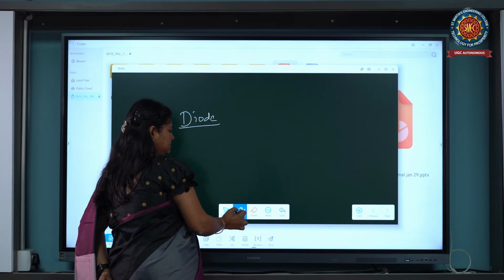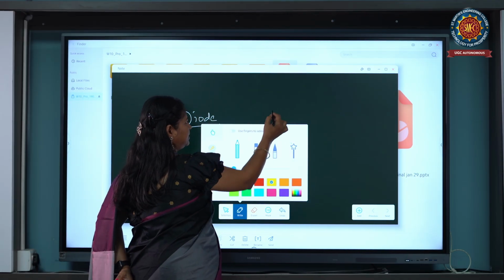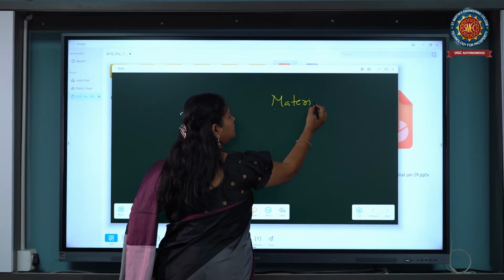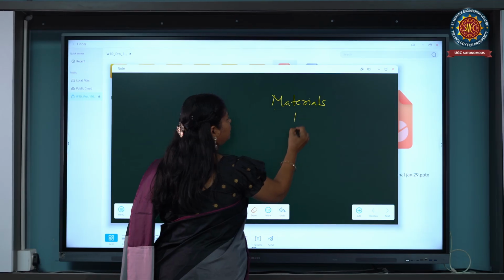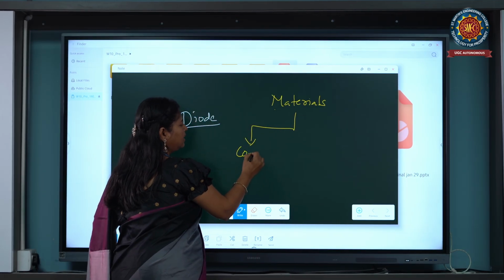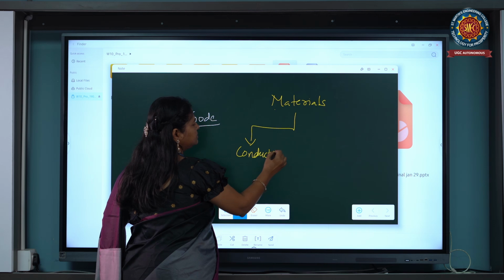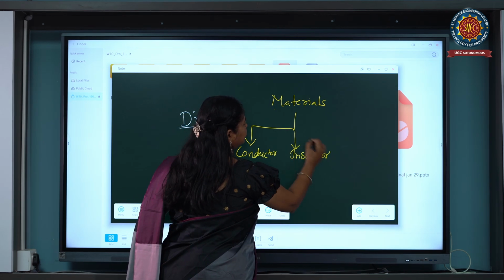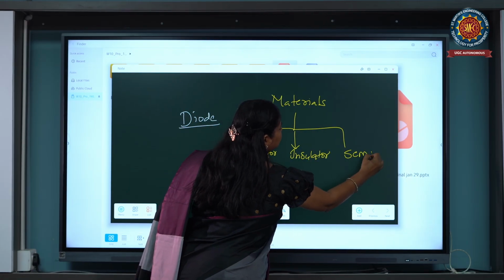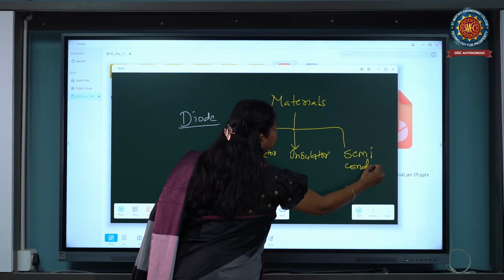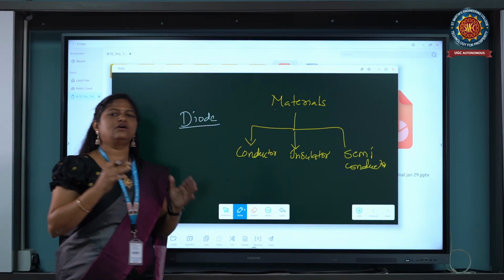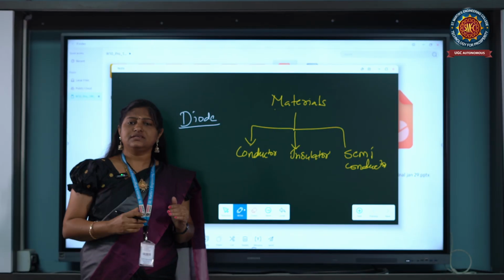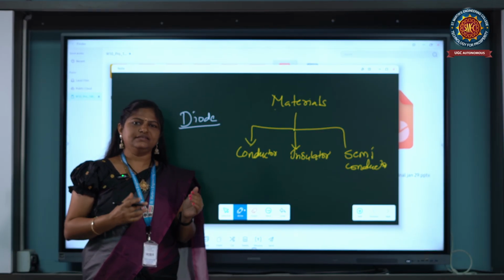Basically, the materials available in nature are classified into three types: conductors, insulators, and semiconductors. What is meant by a conductor? A conductor is a material which allows the flow of current through it. Good examples of conductors are copper and aluminum.